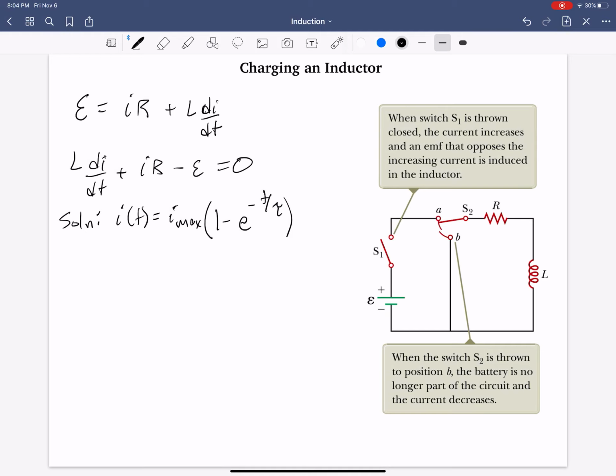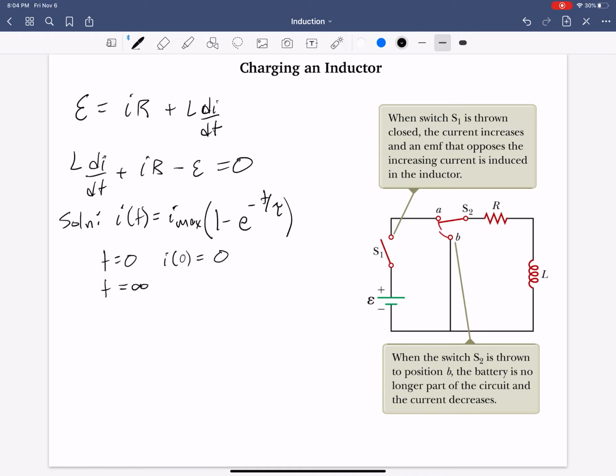So let's see the various cases as far as time goes, what happens to the current. At time equal 0, what's the current? Well, if we plug in 0 for t, that's 1 minus e to the 0, which is 1. 1 minus 1 is 0. So there's no current flowing at the very instant of connection. That should kind of make sense.